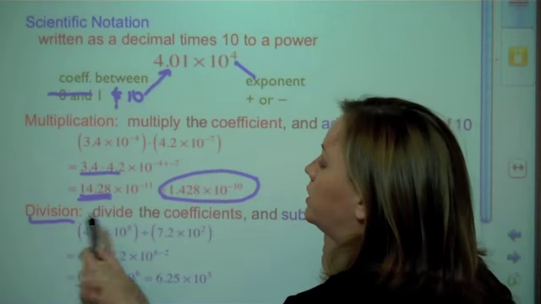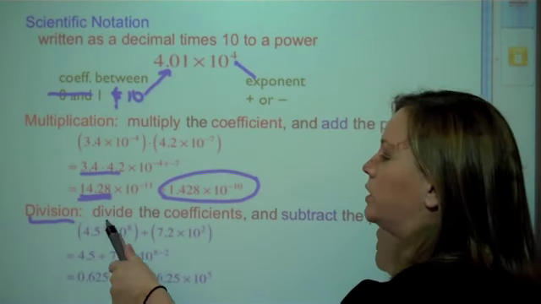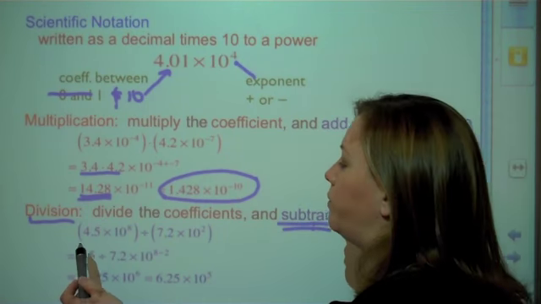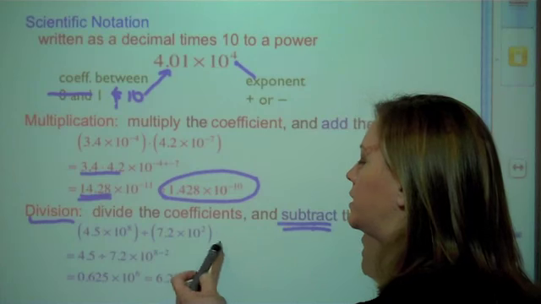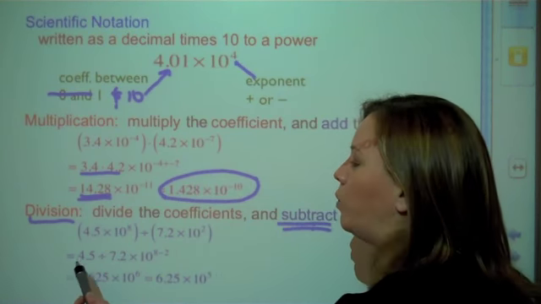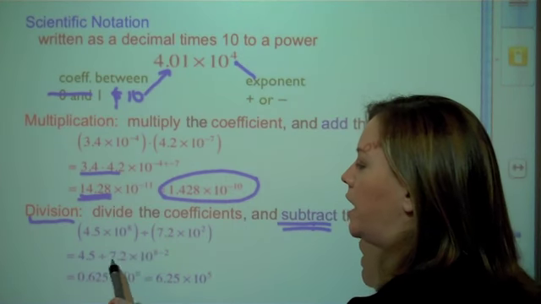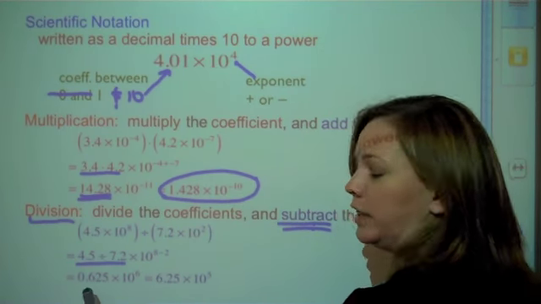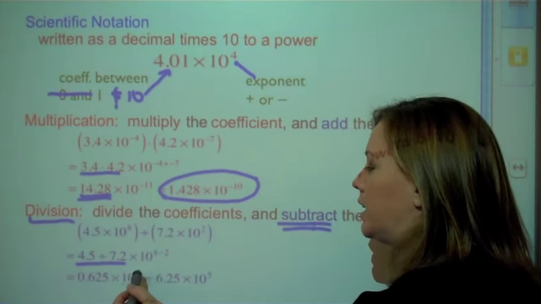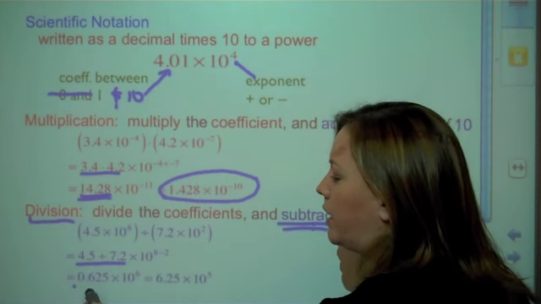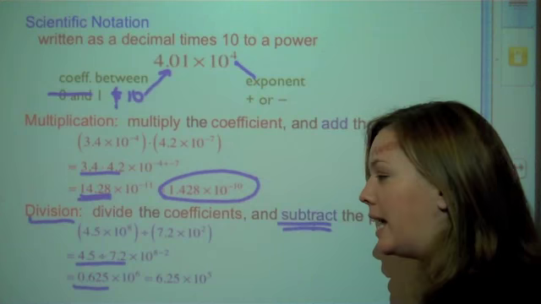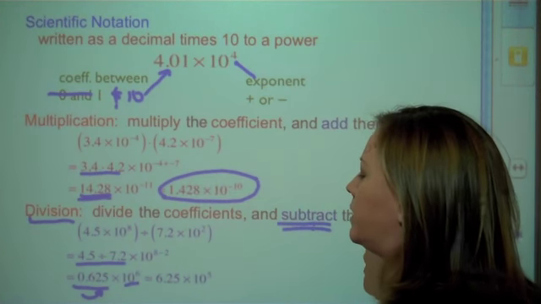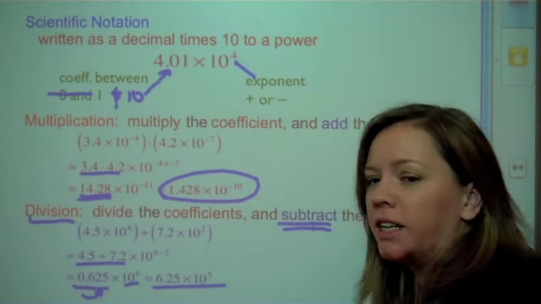Now, if division is the problem that you're looking at, it's the same kind of idea. We're going to divide the coefficients, but this time we're going to subtract the powers of 10. So if we had 4.5 times 10 to the 8 divided by 7.2 times 10 to the second, we'll have 4.5 divided by 7.2, and then we'll have 10 to the 8th minus 2. So dividing this gives me 0.625 times 10 to the 6th, because 8 minus 2 is 6. Now again, I want my number to be between 1 and 10, so I'm going to move the decimal place to the right 1, which means I need to decrease my exponent by 1. So we have 6.25 times 10 to the 5th power.